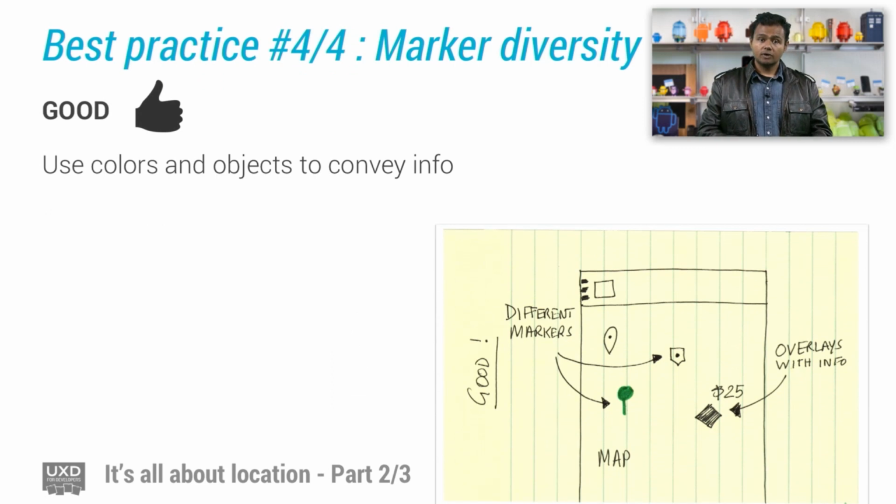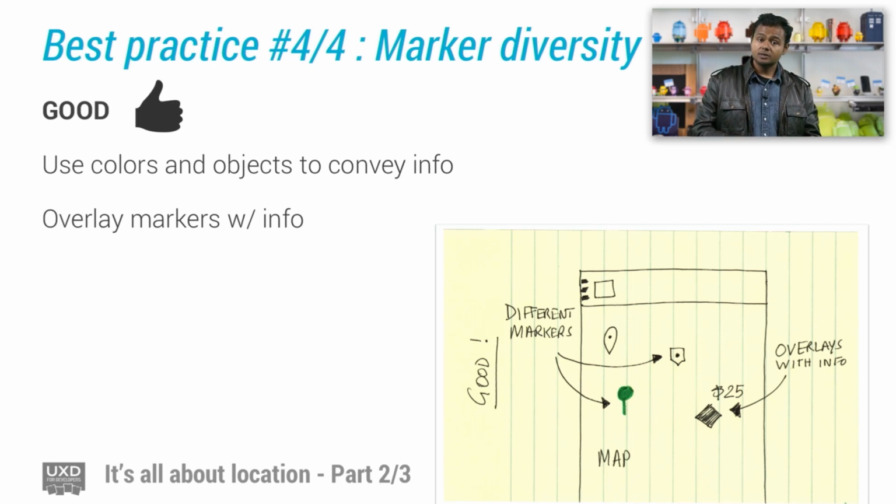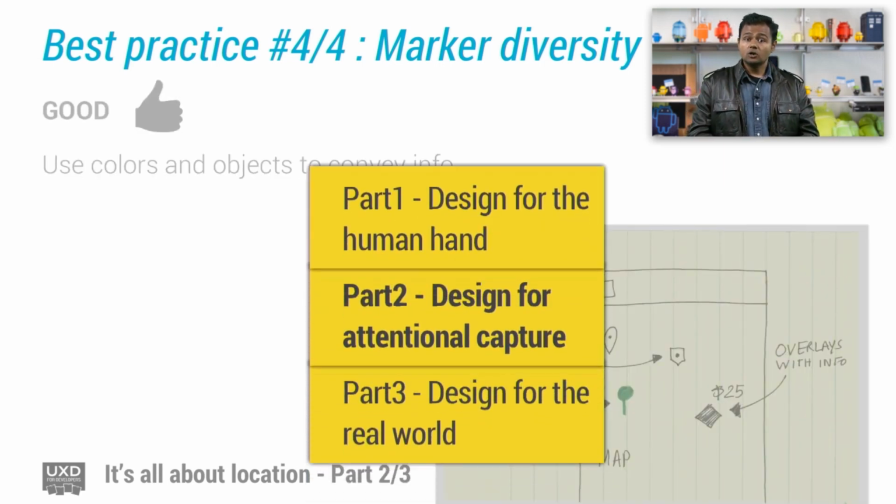Finally, you can use a variety of different marker types, colors, and even overlays to convey extra information to your users at a glance. You can use colors and objects to convey information about a place. You can provide information overlaid on the markers themselves. For example, in a location-based travel app, you can actually display the price of hotel rooms nearby by actually writing that on top of the marker itself. Now, make sure to provide a key that the users can use to understand what these different colors and objects actually mean.